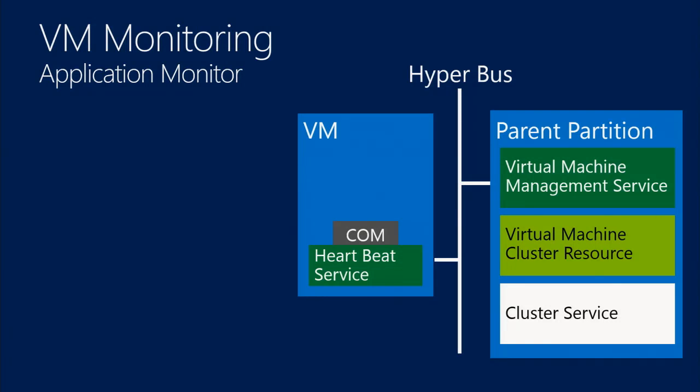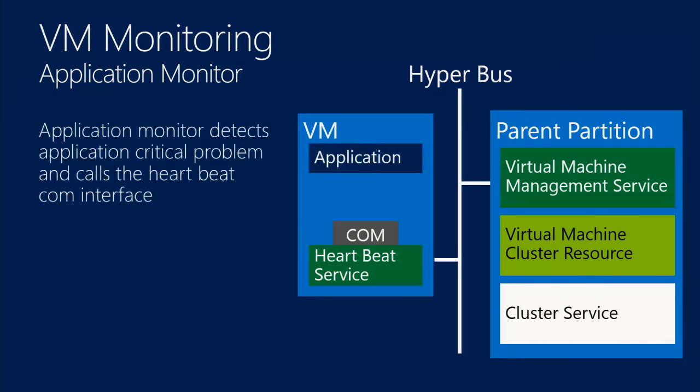So the third piece is on the left-hand side. So the heartbeat service, we added this COM interface. And this COM interface allows something inside the VM to signal to the heartbeat service that there's an app critical state. You obviously have your application, which is the thing that's most important. That's what we're trying to protect. And then you need some sort of process that can detect that there's a problem and communicate to that COM interface to go ahead and set that bit.